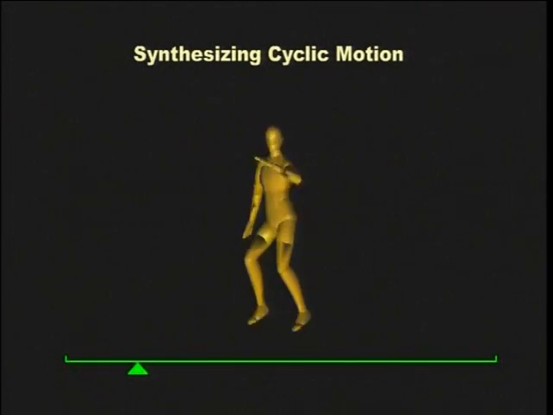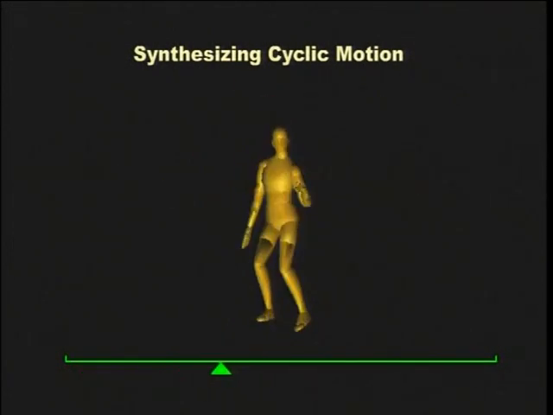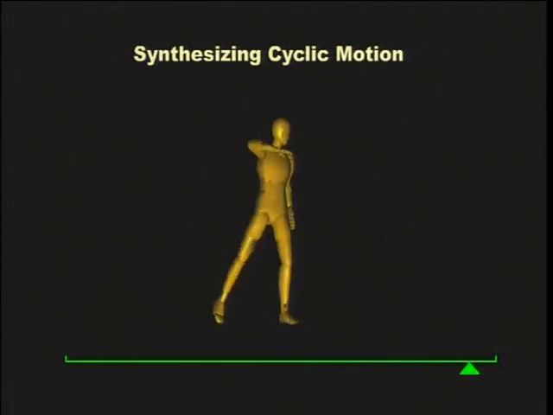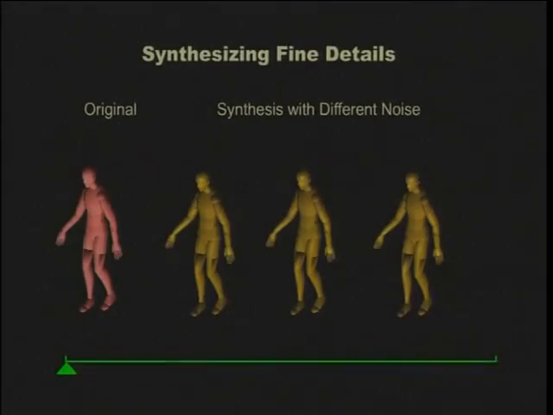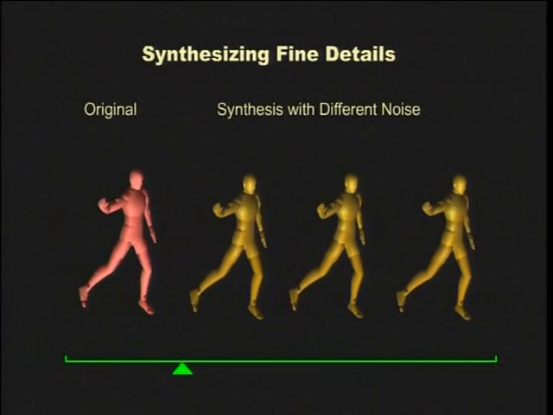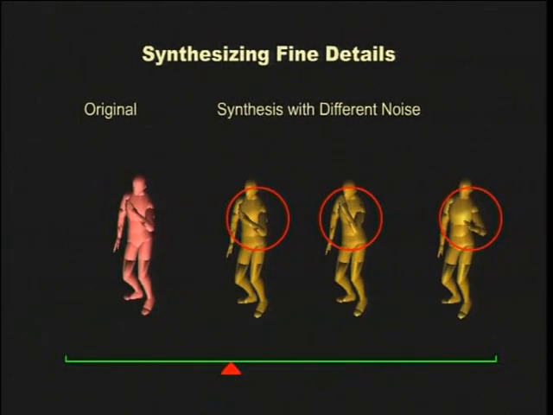Cyclic motion can also be synthesized easily. Motion at each cycle is differently sampled. From a single texton, we can synthesize characters with fine details while keeping the same dynamics.